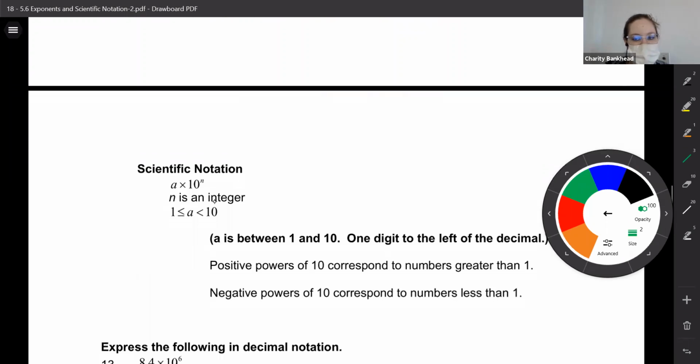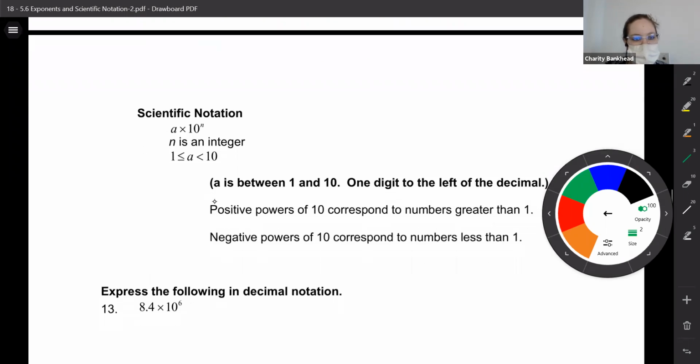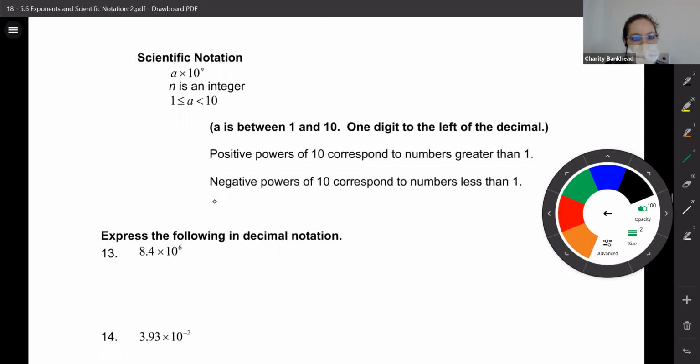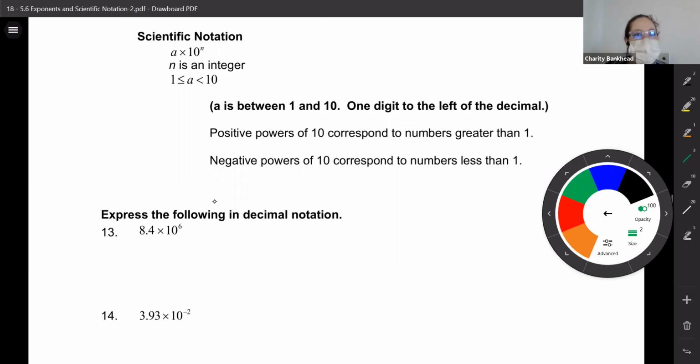Okay, so then we'll talk about scientific notation. Definitely used a lot in chemistry and other sciences. And sometimes your calculator, if you're using a calculator, it accidentally gets put in scientific notation mode. So it's helpful to understand what it's saying.